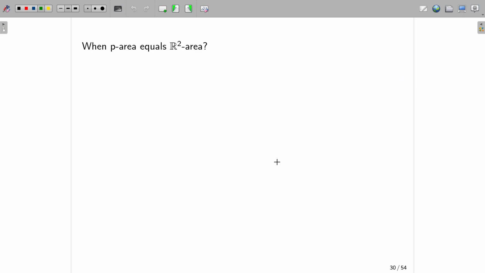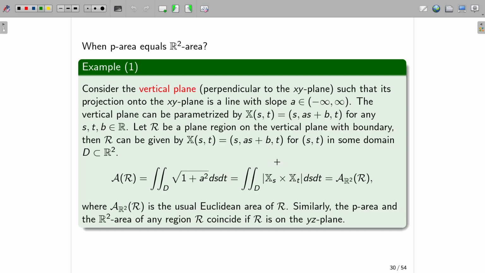The first question is: when does the P-area equal the R2 area? Our example shows that for a vertical plane, which means a plane perpendicular to the xy plane, so any plane like this perpendicular to the xy plane, it has the same P-area and Euclidean area. This is the first example we show in our paper.